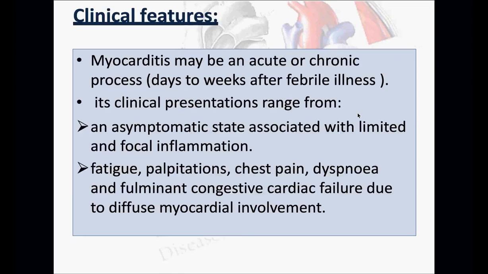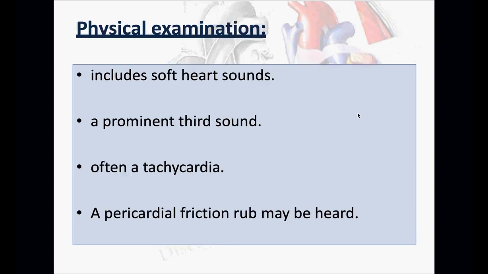Next slide. How does the patient come to the doctor? What is the clinical feature of myocarditis? It may be an acute or chronic presentation. The clinical presentation ranges from an asymptomatic state associated with limited and focal inflammation, to fatigue, palpitation, chest pain, and shortness of breath, to more severe cases presenting with fulminant congestive heart failure, with generalized body swelling and exertional dyspnea due to diffuse myocardial involvement. Next slide.